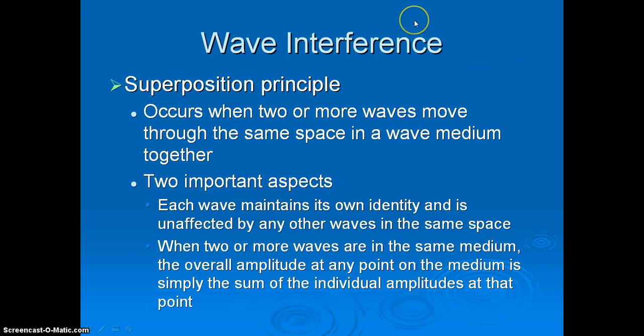And the last thing we're going to talk about in this PowerPoint is wave interference. And we will talk about this more in depth. But when we talk about wave interference, we're talking about something called superposition, or the superposition principle. And superposition occurs when two or more waves are in the same space at the same time, essentially is what we're looking at. And when that happens, there are two important things that occur. One, each wave maintains its own identity and is unaffected by any other waves. Okay? But when two or more waves are in the same space, their overall amplitude at any point is the sum of the individual amplitudes.